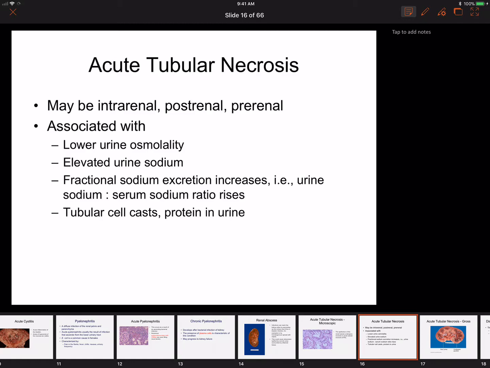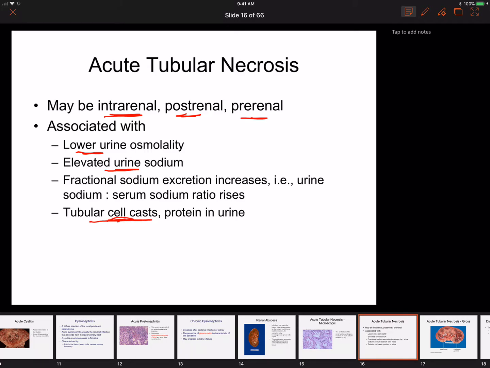Now, why would it happen? Well, it could be within the kidney, intrarenal. It could be something that relates to the output from the kidney. So for example, if there is obstruction in the ureter because of a stone, or there is a tumor growing in the urinary bladder, or prerenal, before we get into the kidney. So we usually see a change in osmolarity of the urine. There is elevated urine sodium, and there we see casts.